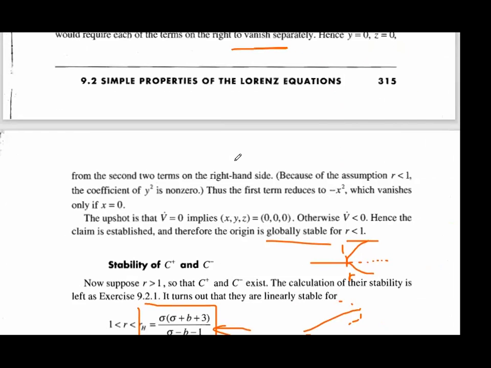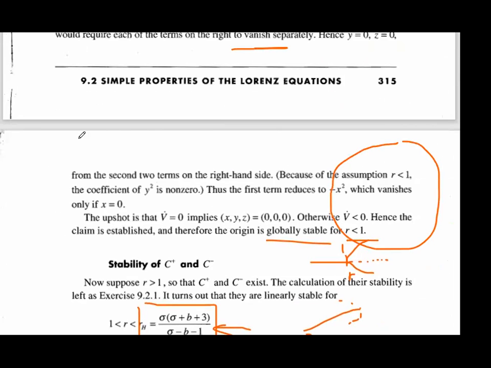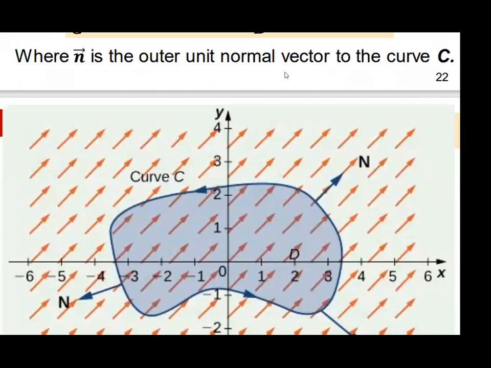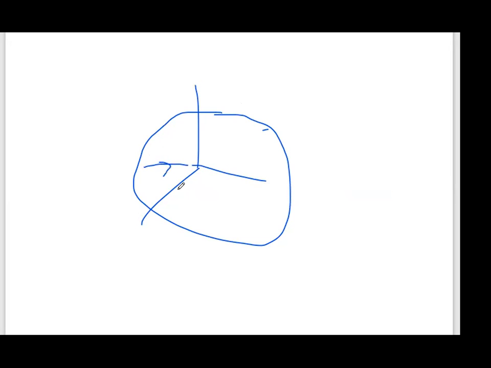That means if you consider, in this three-dimensional space, that the origin is globally stable, you could pick a sphere in this space. Everything, all trajectories, come down to this hole at the origin, because it is globally stable.